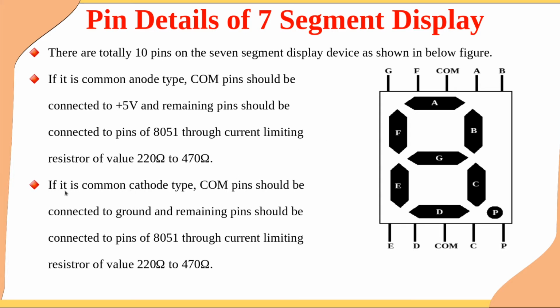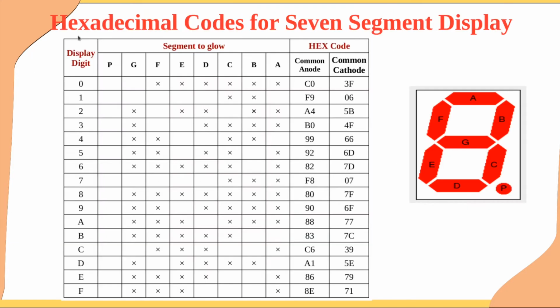In case of common cathode type, the COM pins should be connected to ground and the remaining pins should be connected to pins of 8051 through current limiting resistors of value, as usual, 220 ohm to 470 ohm. This is a chart which shows hexadecimal codes for 7 segment display. Here is which digit we display and these are the 7 segments.